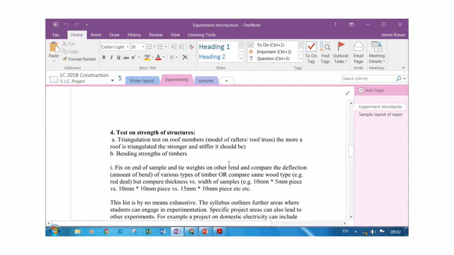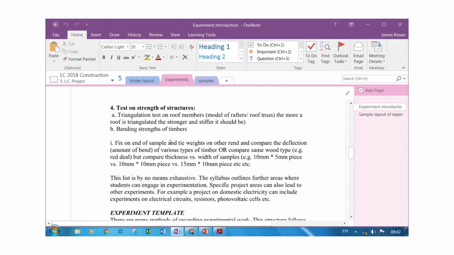Now this is to do with people making models. So what we have here is we have triangulation test for roof members. So if you're doing, we'll say, rafters in your project, this would be a good test to do. Okay, and you have to do it to the scale size.